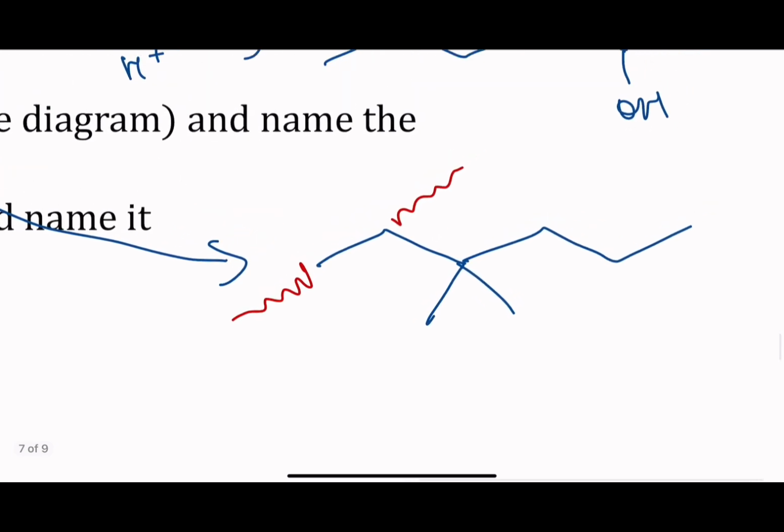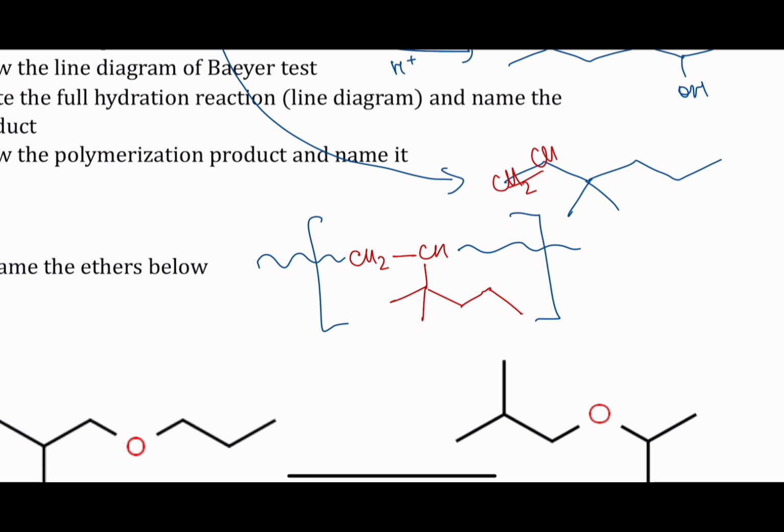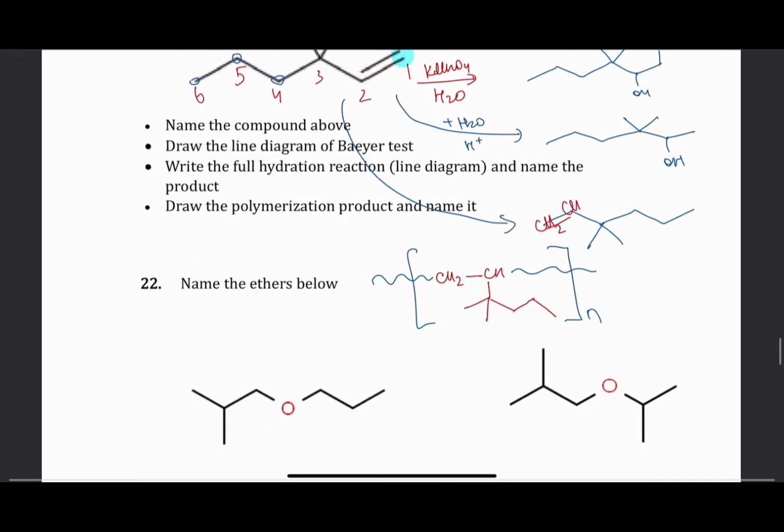But we need to fit everything into the bracket. So in order for us to write it, I'm going to write this is CH2 and this is CH, right? So CH2, I'll make it CH, and then underneath I have this. So this is how it looks like, and then I will make a polymerization. There you go. This is the polymerization product. That's how it looks like.